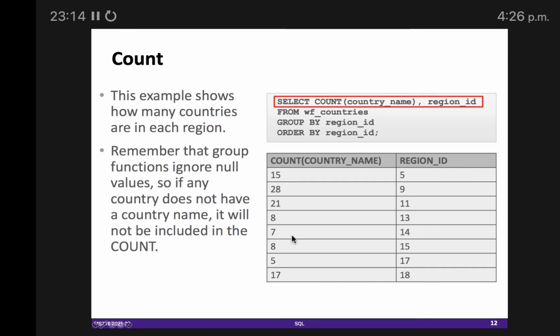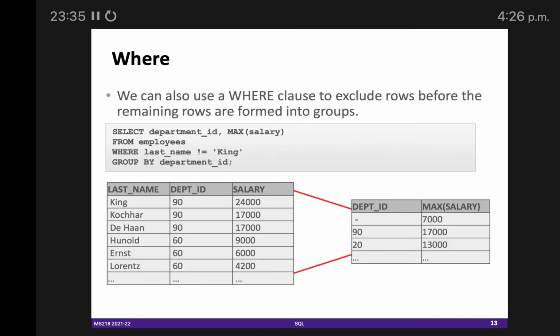For example, if I want to count how many students are enrolled in the BIS program, then the count function would be very helpful: count student ID from enrolled students group by program, right? This way I can compute it.